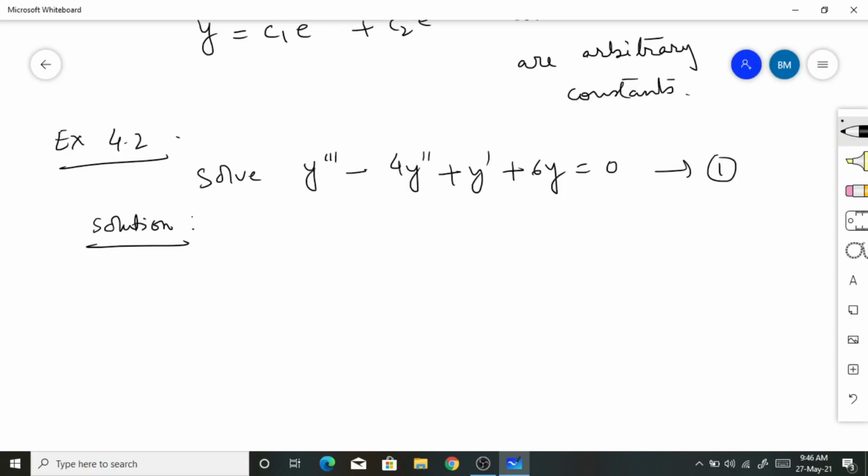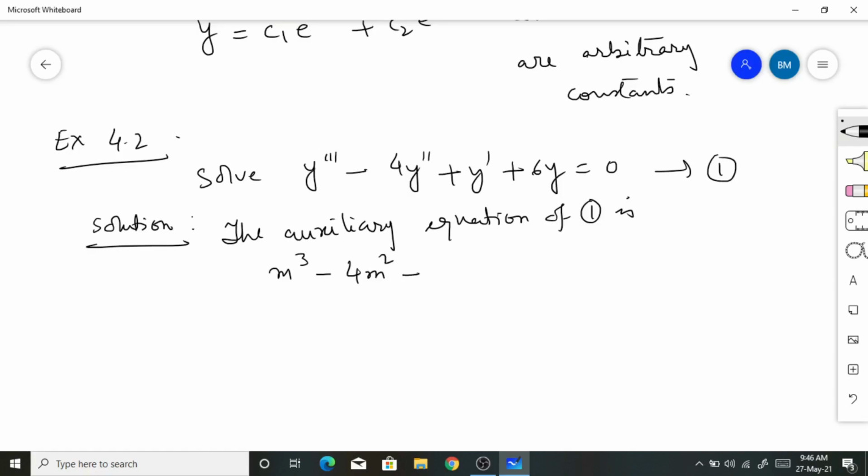So we see that the auxiliary equation of 1 is m cube minus 4m square plus m plus 6 is equal to 0. And here we have seen that if I put m equal to minus 1, then the left hand side is equal to 0: minus 1 minus 4 minus 1, so total minus 6, plus 6, 0. So m plus 1 is a factor of the left hand side.